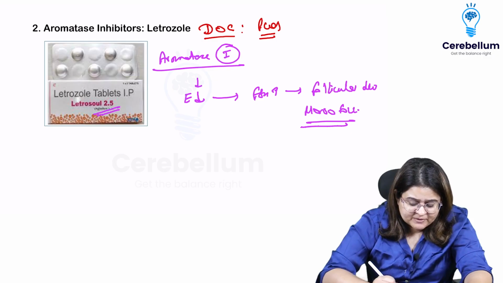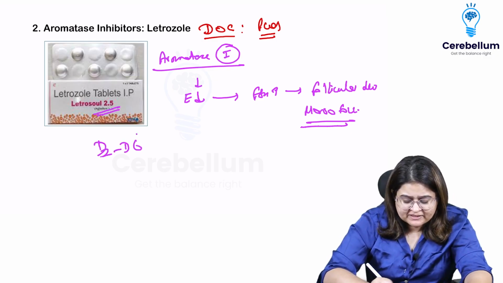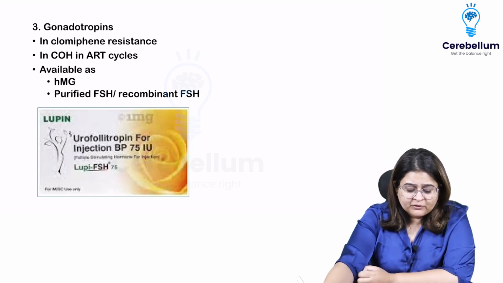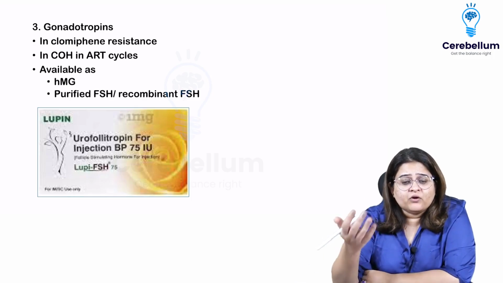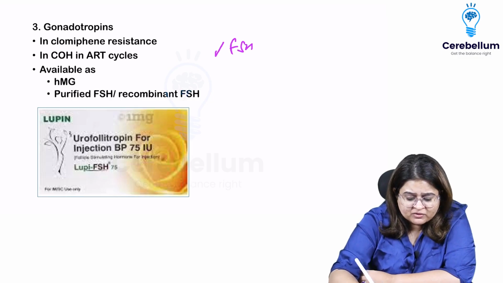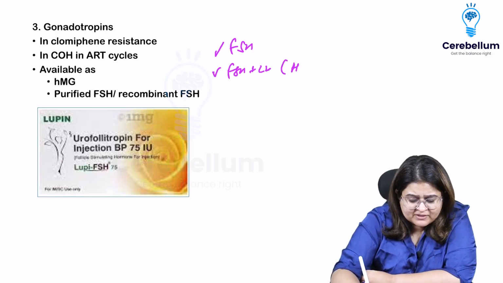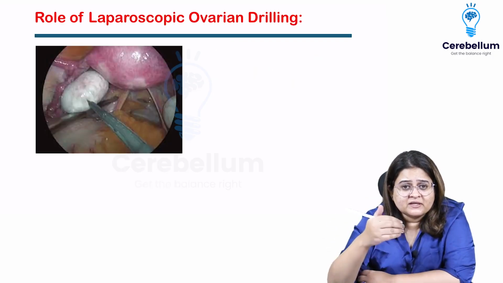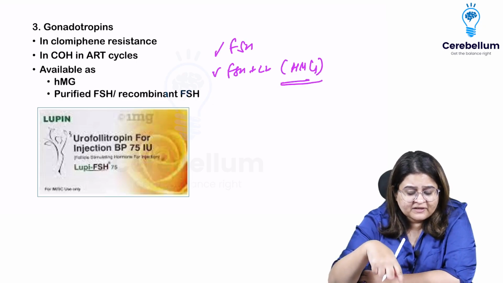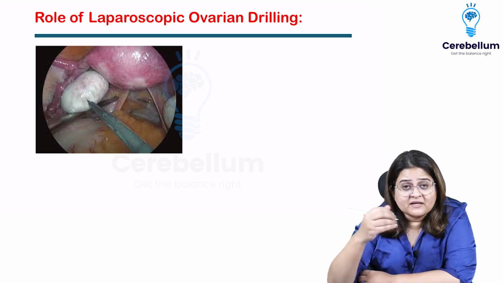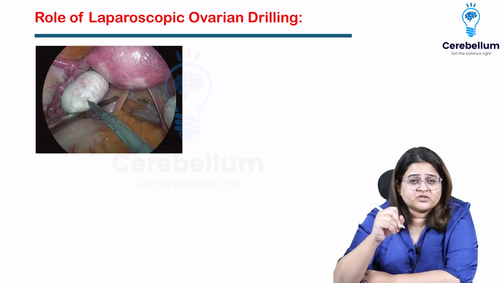So 2.5 milligram is the starting dose. We again give it from day 2 to day 6. 2.5 milligram per day is what is given. Now, if this fails, or in patients who have hypogonadotrophic hypogonadism, we can directly give FSH to stimulate ovulation, or we can give FSH plus LH, which is commonly called human menopausal gonadotropin. Or in women who have PCOS, you can do laparoscopic ovarian drilling. So giving gonadotropins directly or doing a LOD are second line management options for ovulation induction in PCOS.